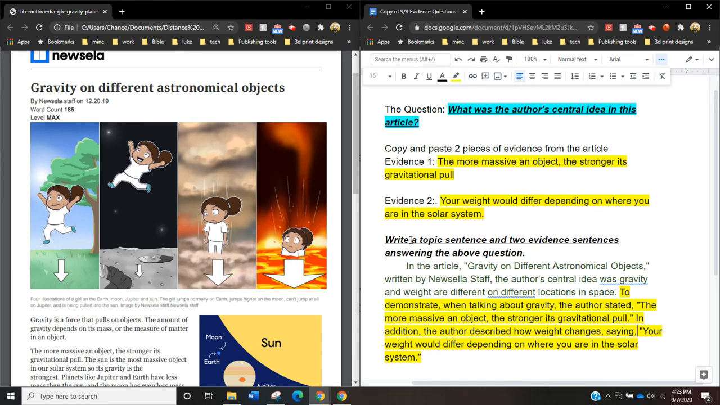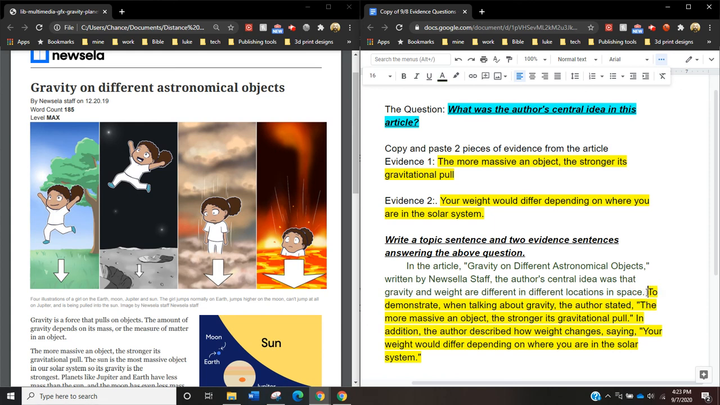Let me double check. Write a topic sentence and two evidence sentences answering the above question. All right, I have my topic sentence. My topic sentence is supported by my evidence. I have the title of the article. I have the author of the article. I answer the question clearly. I probably should put the word that there. That's a little bit better. And this should probably be in instead of on. I'm glad Google's telling me that. It's helping me out here.